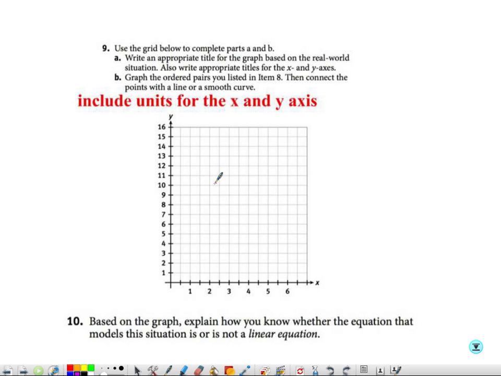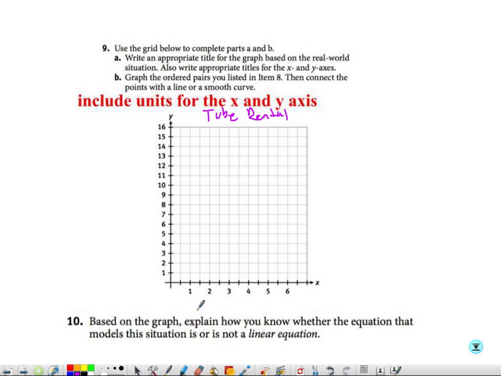Number 9, use the grid below to complete parts A and B. Write an appropriate title for the graph based on the real world situation. You also write appropriate titles for the x and y axis. Okay, so this is basically you as the entrepreneur coming up with a title for this. So, tube rental.